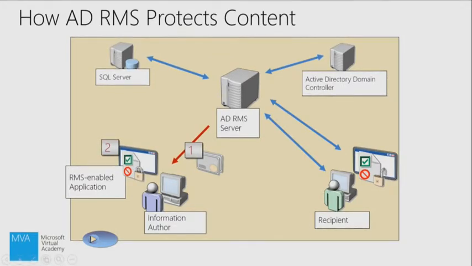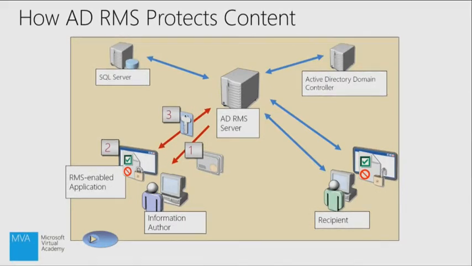Once that's done, I'm going to use an AD RMS enabled application, Word, to create the file and specify user rights. Write up my Word document like I normally would, rights protect it, tell that document what can and can't be done with it. The application generates a content key and encrypts the contents. It encrypts the content key with the AD RMS server public key and sends it to the server. The server creates and signs the publishing license.